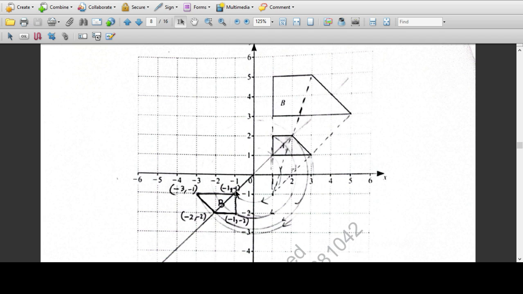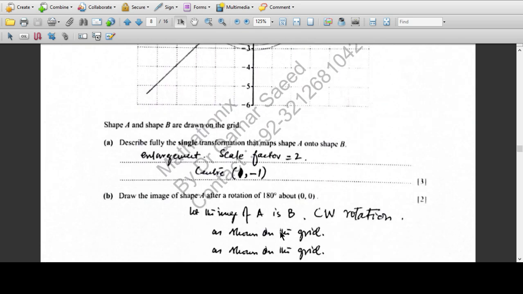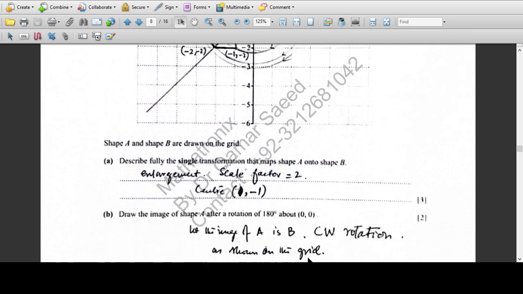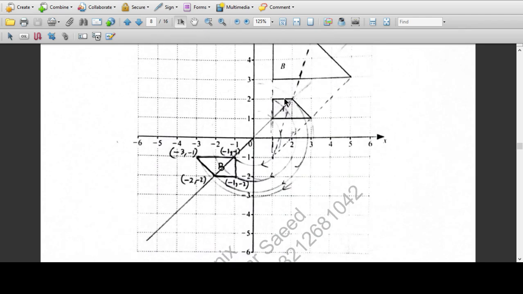So it is almost a 180 degree rotation, and B is already given, so this becomes C. We can rename it as C because A and B are given. Mistakenly I have placed it as B, but this is actually C. So this is the image of A, which is C. This is a clockwise rotation. We are rotating in a clockwise direction. Clocks always rotate like this.